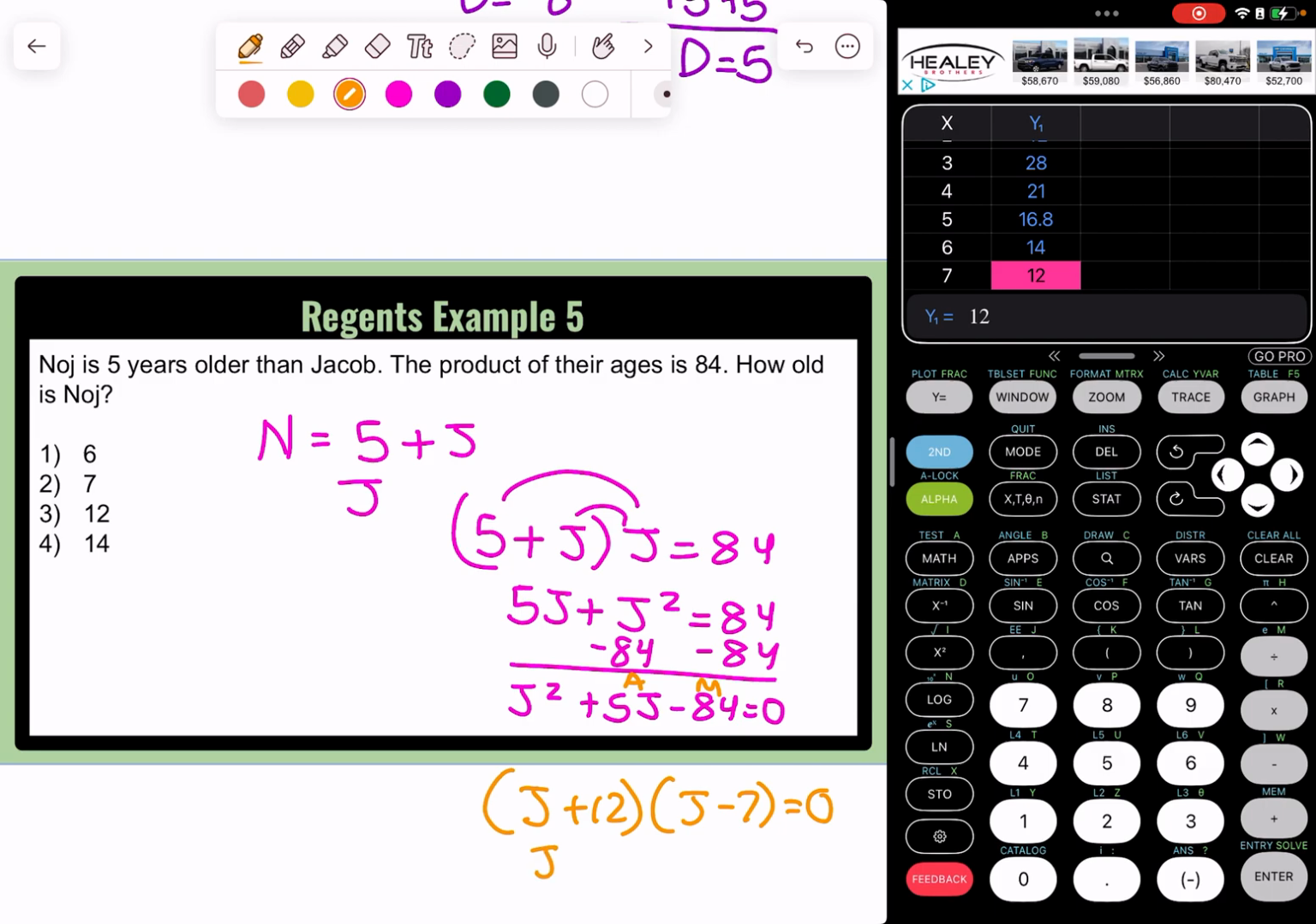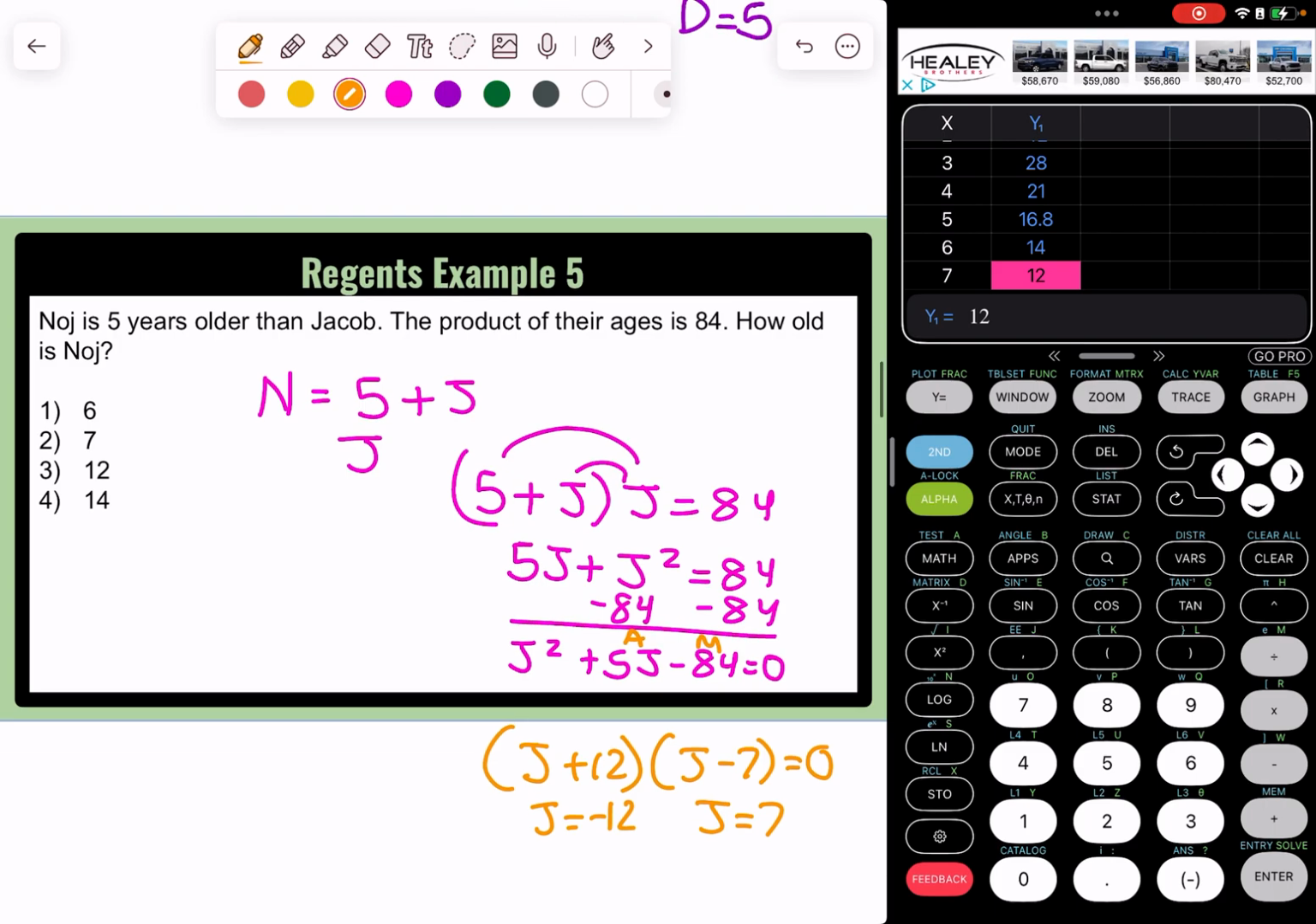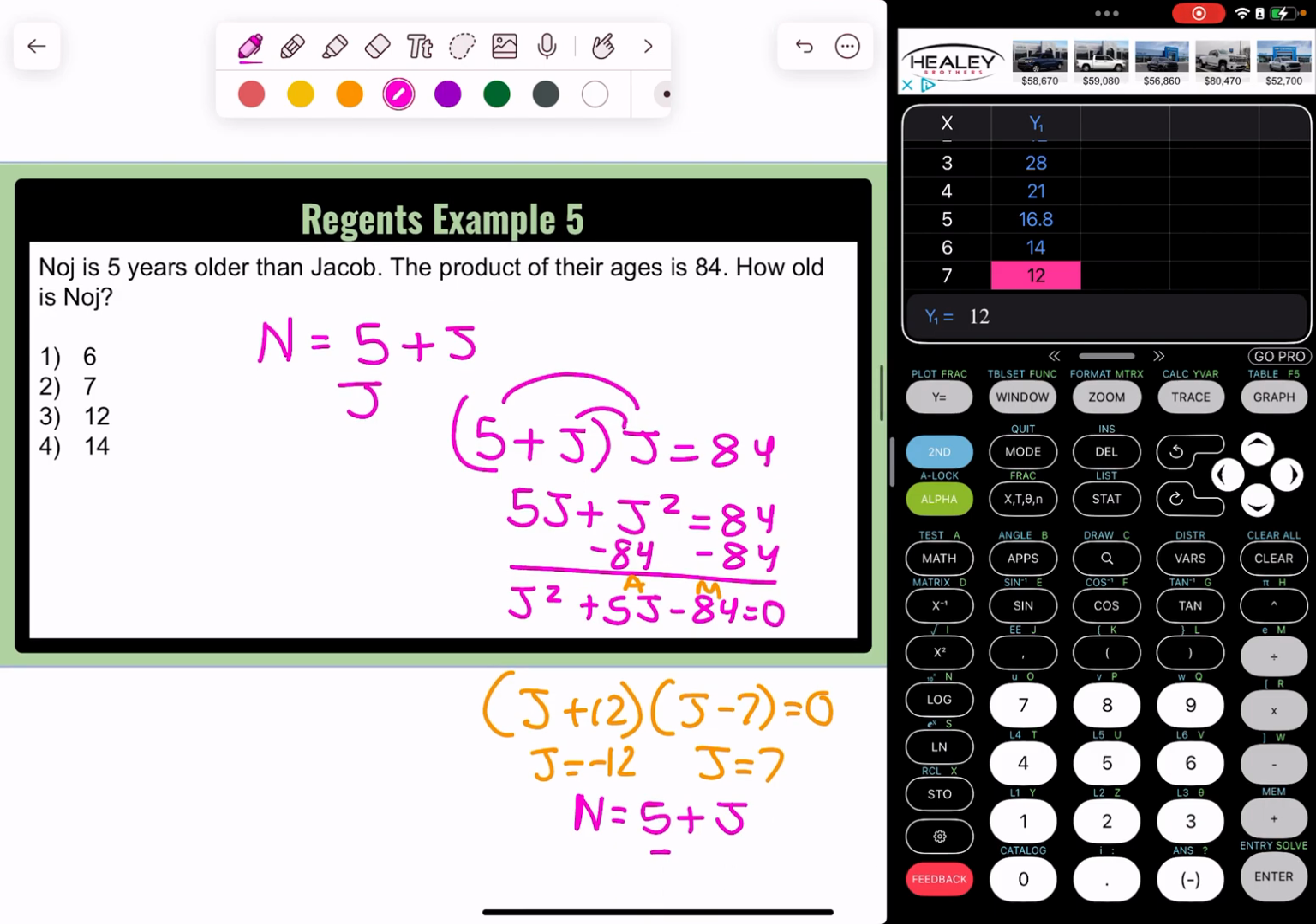So this would end up equaling J is negative 12 years old. That doesn't make sense. Or J is 7 years old. That sounds good. But they don't want to know how old Jacob is, they want to know how old Noji is. And we know that Noji equals 5 plus Jacob. So let's do 5 plus 7, which equals 12.